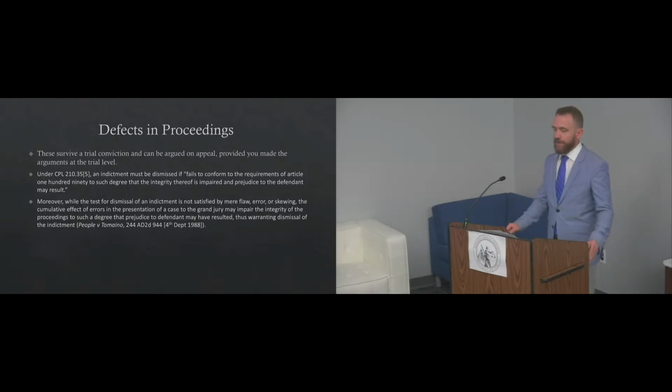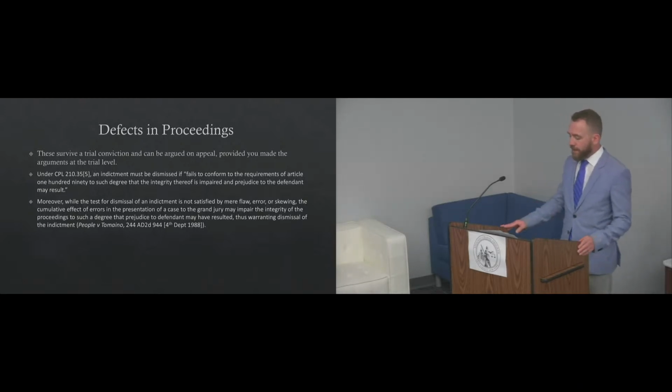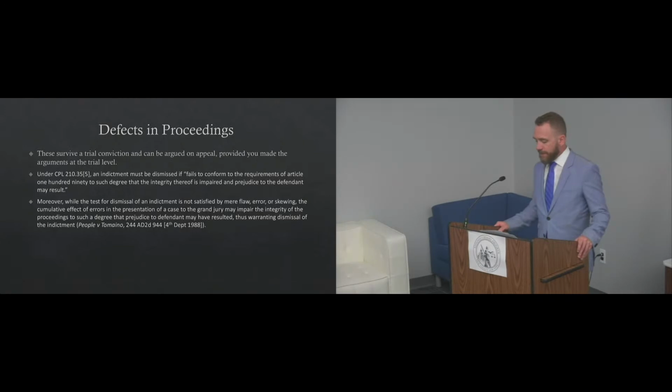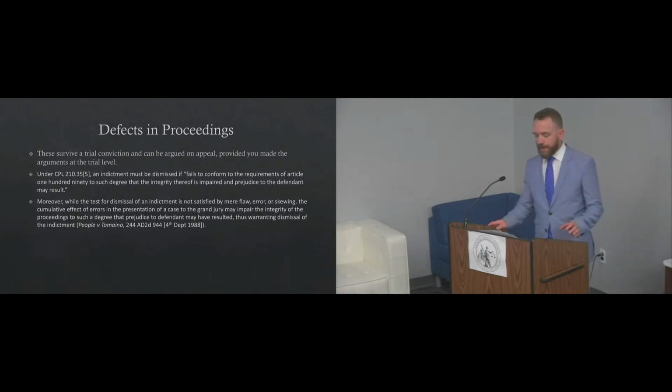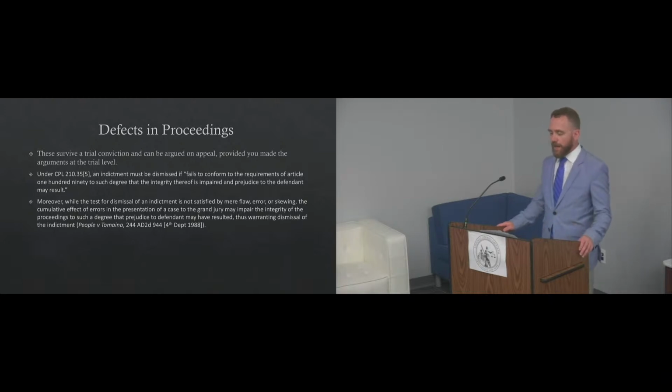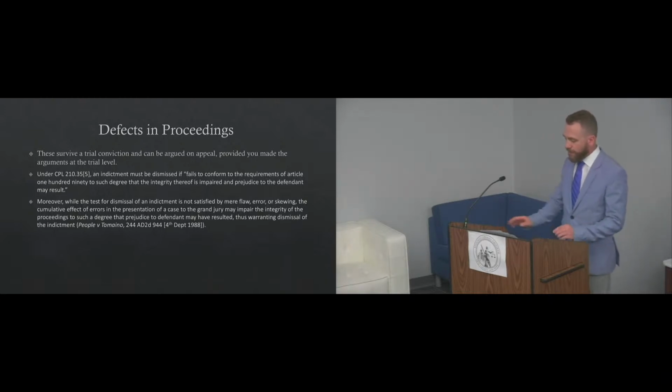The legal standard that these are all going to be governed by is the indictment must be dismissed if it fails to conform to the requirements of Article 190 to such a degree that the integrity thereof is impaired and prejudice to the defendant may result. So to be clear, and case law supports this, it's prejudice to the defendant may result. You don't have to establish actual prejudice. You have to establish that there's a potential for prejudice to your client based on the errors that occurred in the grand jury.